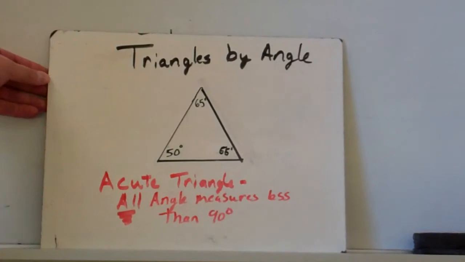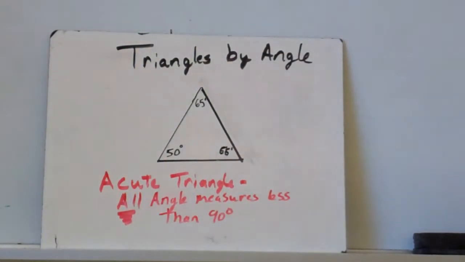Another type of triangle identified by angle is an acute triangle. An acute triangle has all of its angles less than 90 degrees. You can see on the triangle there that I have a triangle that has two angles which are 65 degrees and then one which is 50.